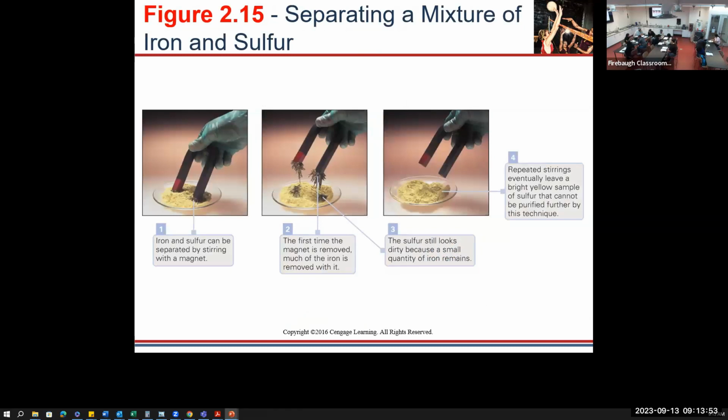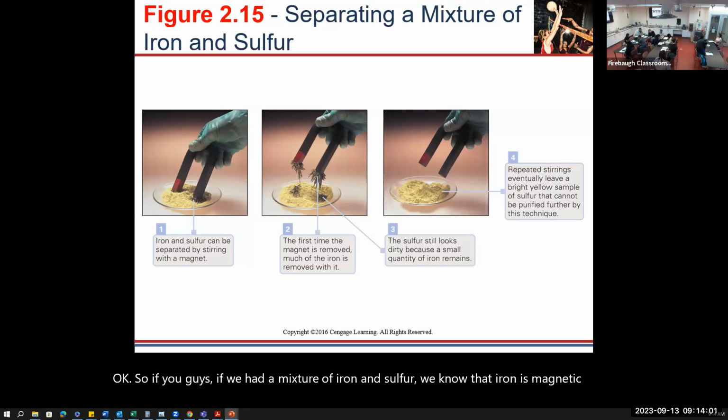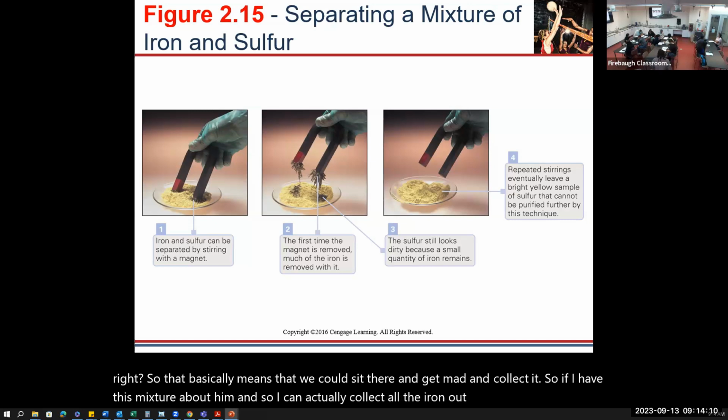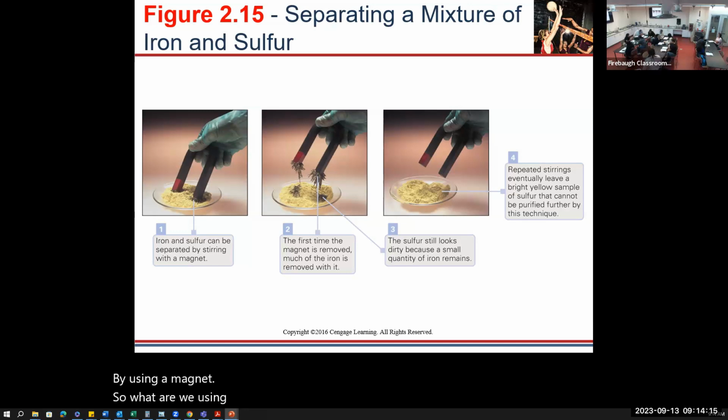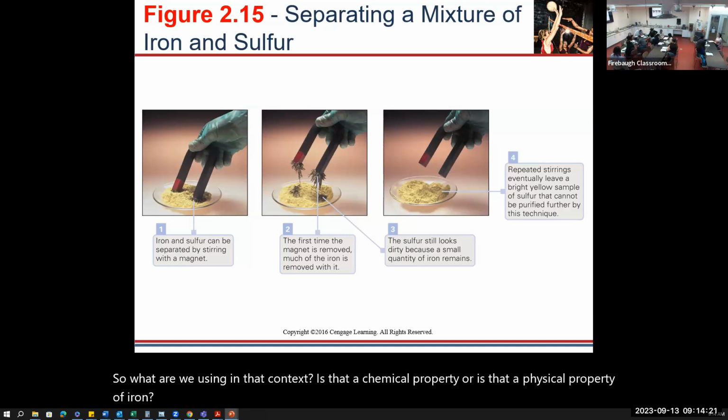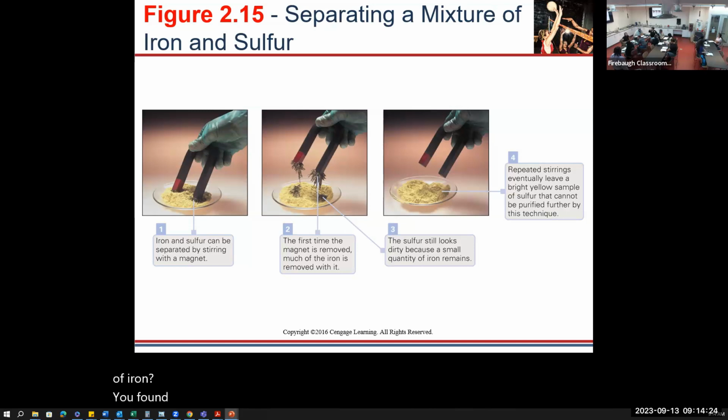So if we had a mixture of iron and sulfur, we know that iron is magnetic. That means we can get a magnet and collect it. If I have this mixture of iron and sulfur, I can collect all the iron out of the sulfur by using the magnet. So what are we using in that context? Is that a chemical property or a physical property of iron? It is a physical property, that is correct.